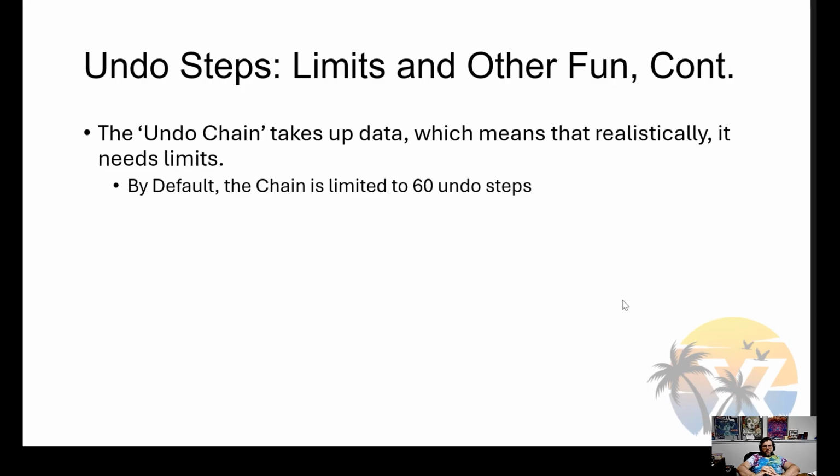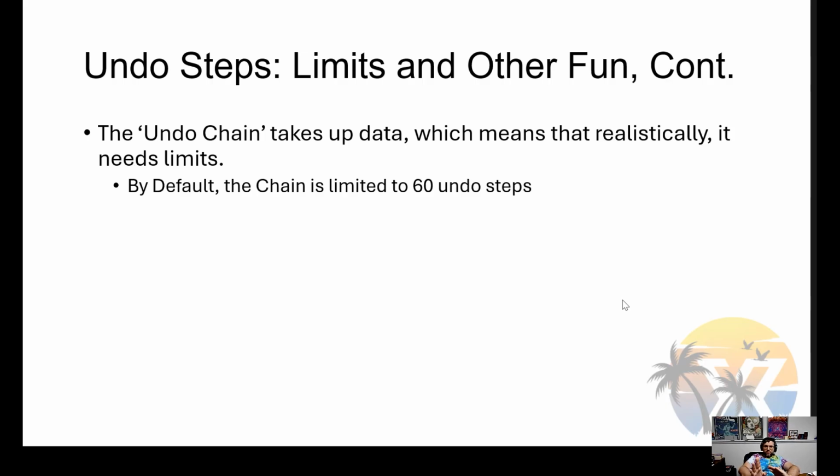The undo chain takes up some data, which means that realistically it has to have some sort of limits. If it doesn't have limits, you'll eventually run out of memory. Your computer will run out of resources. So by default, the chain is actually limited to 60 steps.